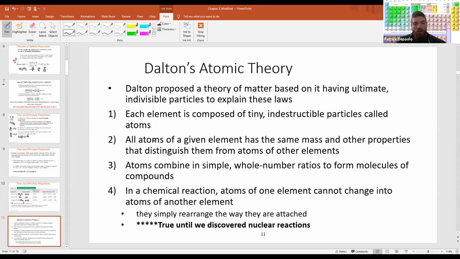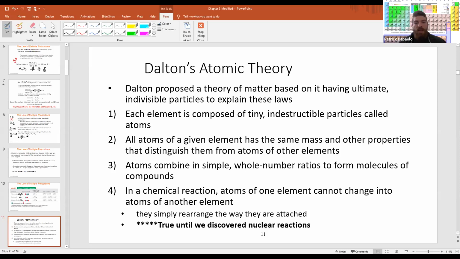The basic ones were, postulate number 1, each element is composed of tiny indestructible particles called atoms. That is true. So he means by each element, if you take something in the elemental form, it's composed of its atoms. Just like we talked about last class, if you have elemental gold or elemental aluminum foil, it's going to be composed of billions and billions of gold or aluminum atoms, respectively.